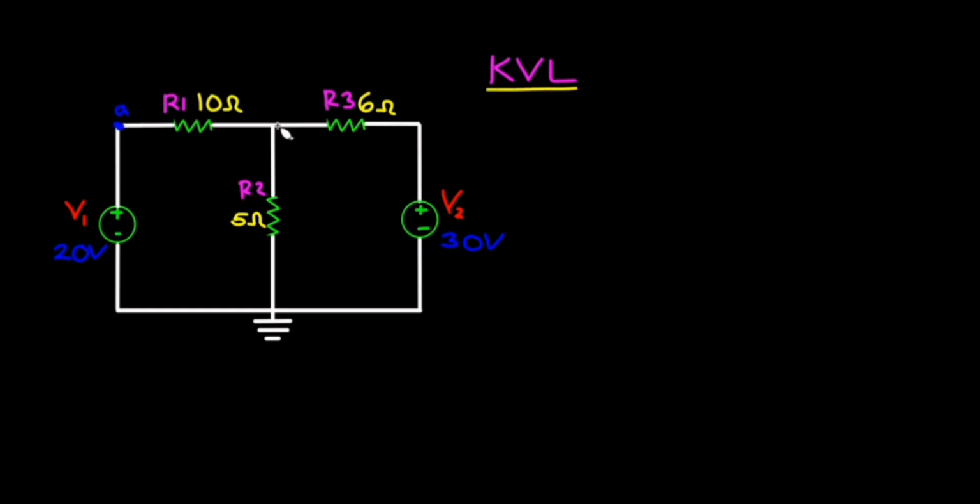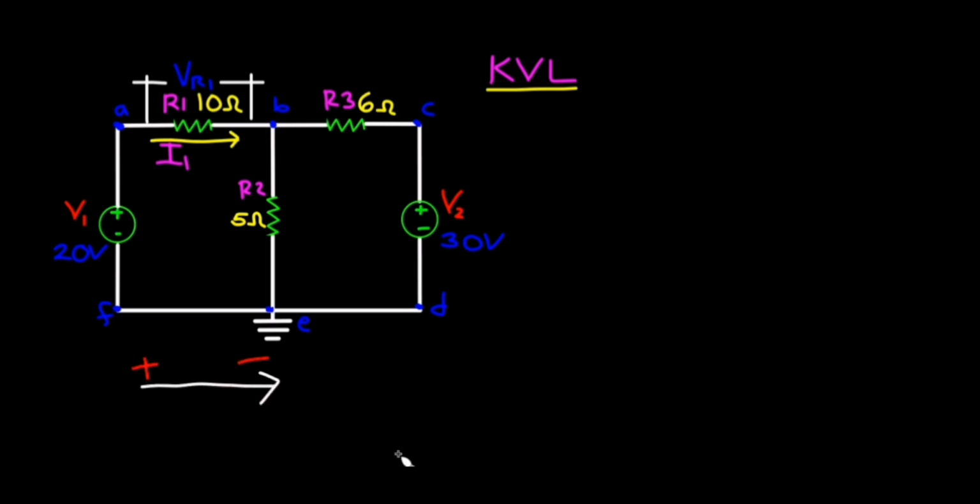Initially, we need to identify the specific points within the circuit. Next step is to assume the direction of current flowing in each of the resistors. The current flowing to R1 will enter the junction here, which is referred to as I1. The voltage drop across R1 will be designated as VR1. Since the conventional flow of current is from positive to negative, the polarity will be from positive to negative.